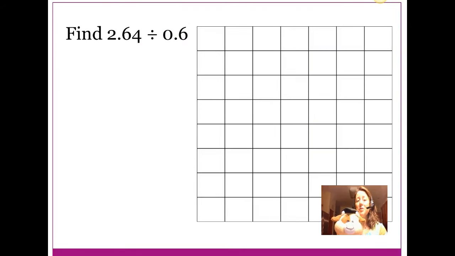Our first problem is 2 and 64 hundredths divided by 6 tenths. Do you think we can give this one a try, Einswine? Do you think we should just use the same procedure as we did when we divided a decimal by a whole number? Well, let's give it a whirl and see what happens. Just watch, but don't try this at home.